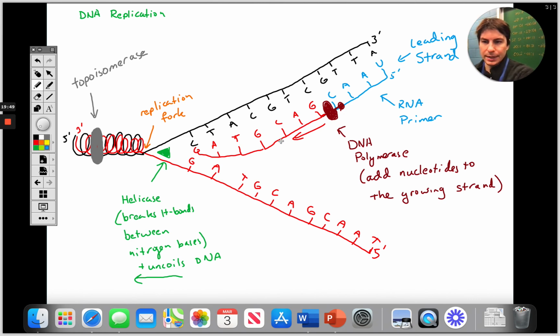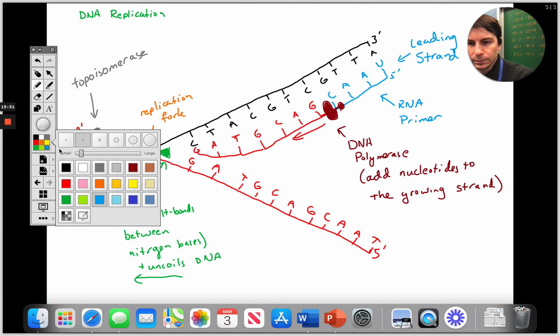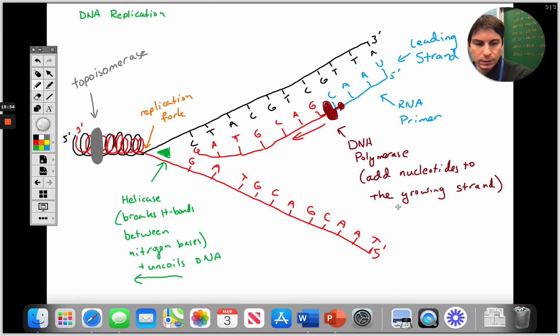Okay. And let me add one more thing on that one. And DNA polymerase only can move 5' to 3'. Okay, that's important. So it only can move one direction. All right, it's like a one-way street.